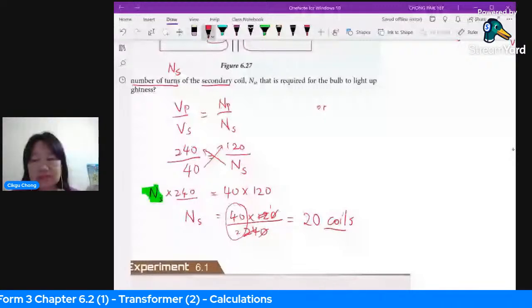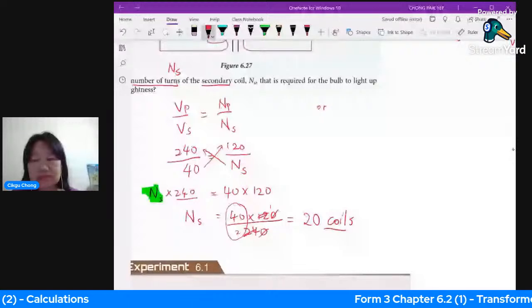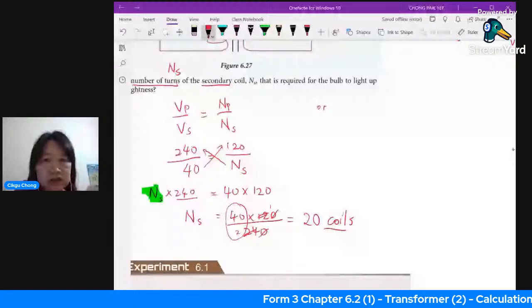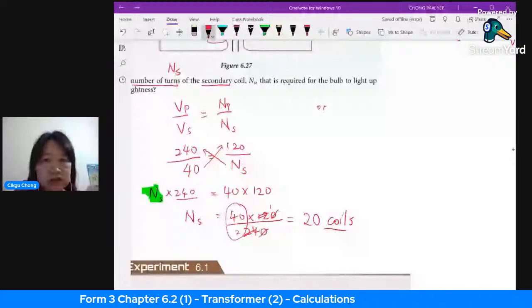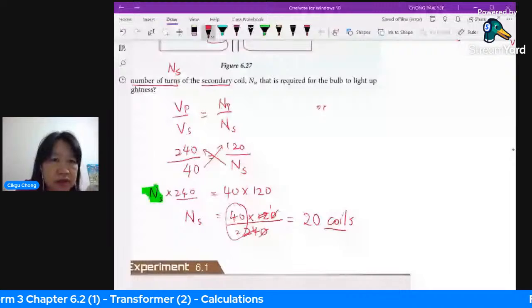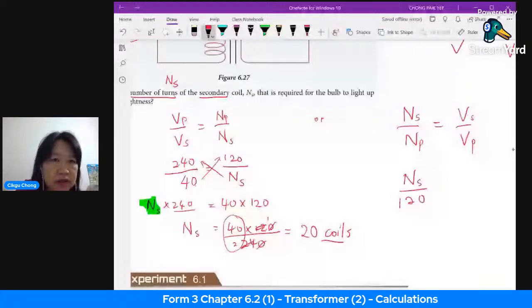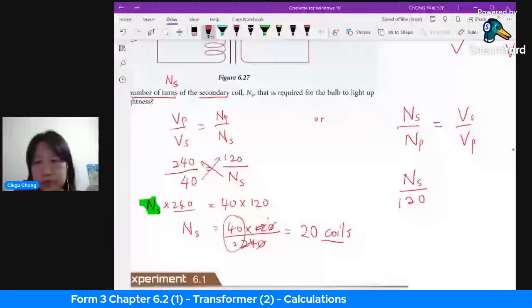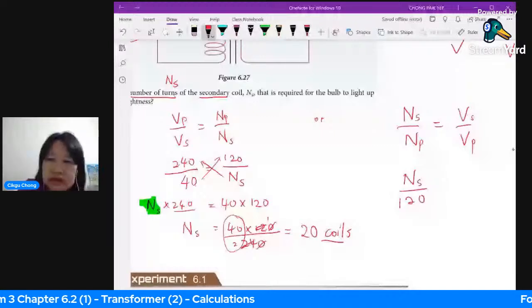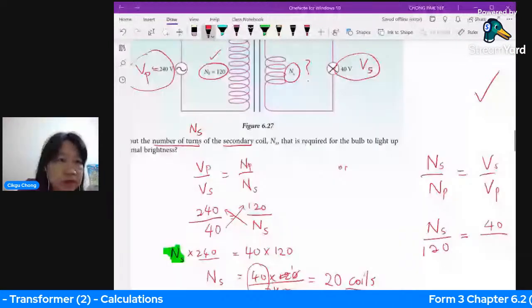Let's do it. Okay, let's try. NS is the number of turns on the secondary, so we don't know that. Let's put NS back here. Your NP is the number of turns on the primary, which is 120. VS is the output voltage, which is 40, and the VP is 240. Let's just double check this.